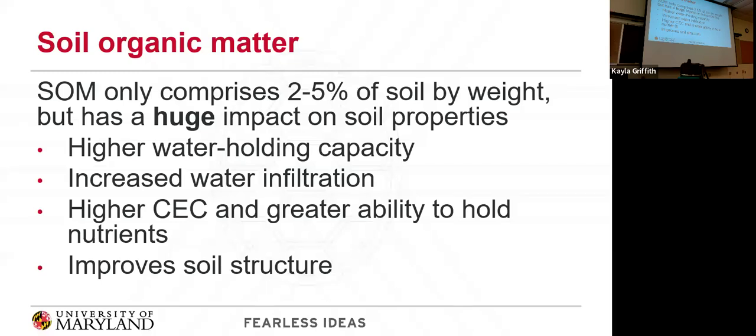So you want that soil organic matter because it's increasing the water holding capacity. If you're on the shore and you have a lot of sand, you're constantly having to irrigate, putting in the nutrients. If you're off of that and you have higher soil organic matter, you can hold that water, hold the nutrients, and you have the higher cation exchange capacity, which we'll talk about later on. And it just overall improves the soil structure.